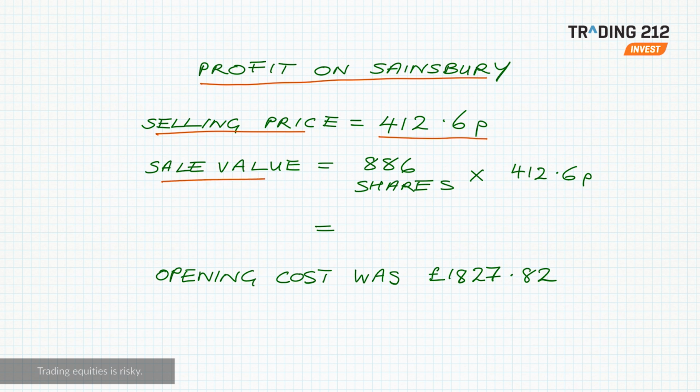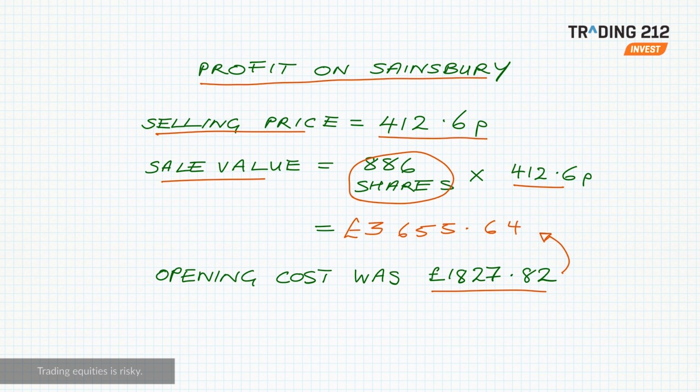So my sale value is my 886 shares multiplied by that price, which gives us a number of £3,655.64, rounding it to the nearest pence. Now, my opening cost was £1,827.82. If we subtract that away from my sale price, then we arrive at my profit, and that is this same number again, £1,827.82, which is what we'd expect as we doubled the value of our investment.